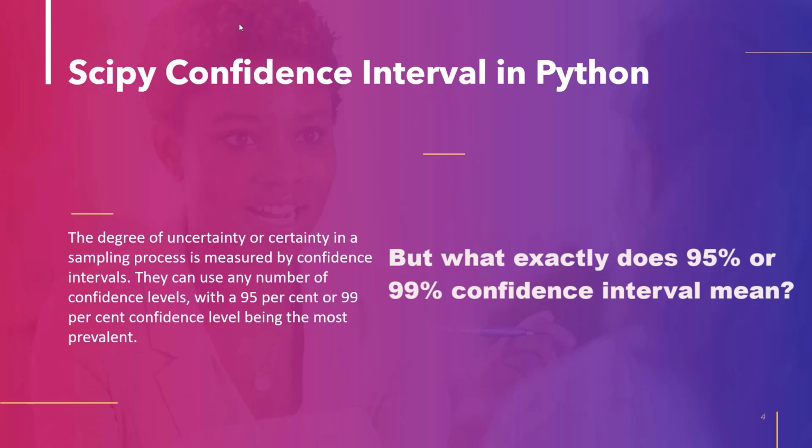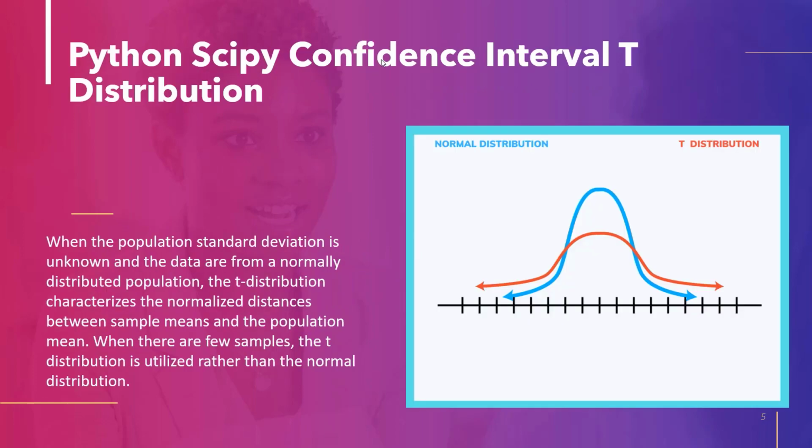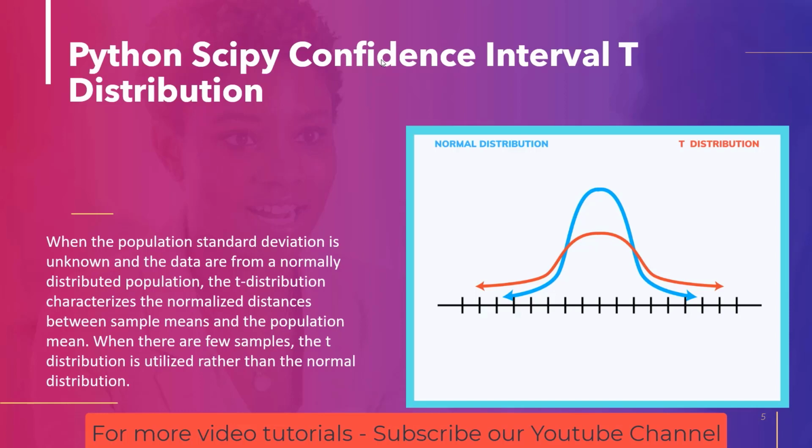Let's move to the next topic, Python SciPy confidence interval t-distribution. The t-distribution describes the normalized gaps between sample means and population means when the population standard deviation is unknown and the data come from a normally distributed population. The t-distribution, commonly referred to as the Student t-distribution, is a collection of distributions that resemble the normal distribution curve, but are a little shorter and fatter.